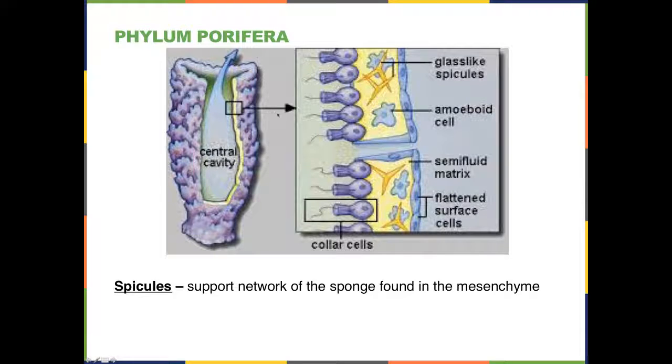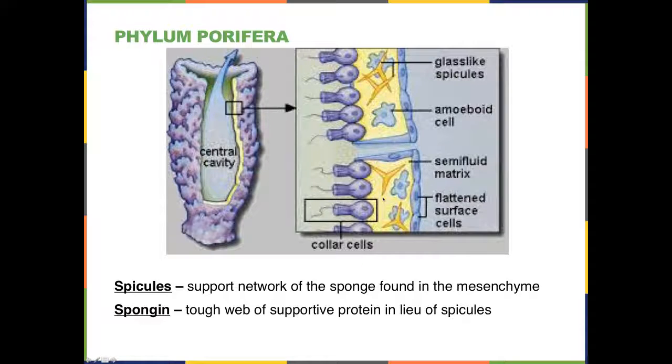You also have what's known as spicules. The spicules are these glass-like supporting structures within the wall of the sponge that give it some degree of support. And this is found in what's known as the mesenchyme. This is the mesenchyme, or the jelly-like substance right here. And on the inside, you can also find something called spongin. It's a protein that, if there are no spicules in a certain area, this tough, gelatinous protein will also serve to support the sponge in lieu of spicules.